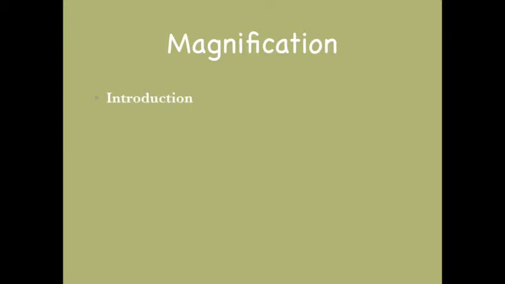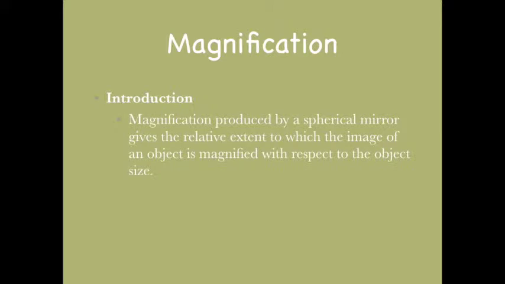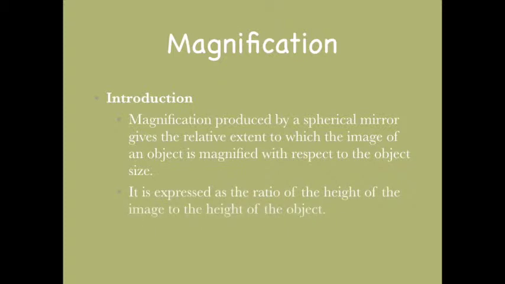So coming to the magnification part of the lecture, let's start with the introduction. So let's talk about when a magnification is produced. A magnification produced by a spherical mirror gives the relative extent to which the image and object are magnified. It is expressed as a ratio of the height of the image to the height of the object, and it is represented by the letter small m.